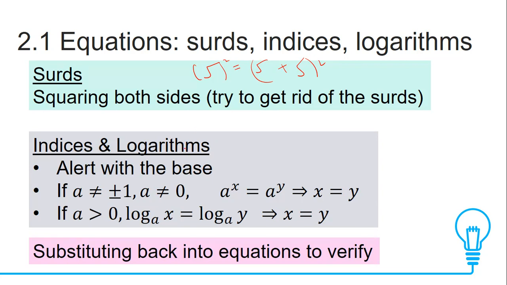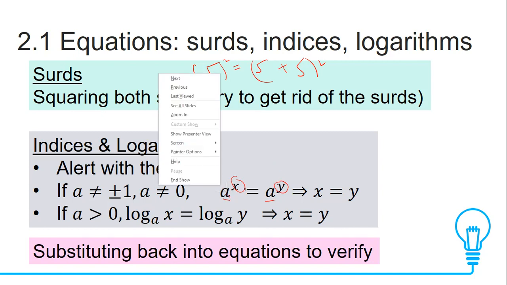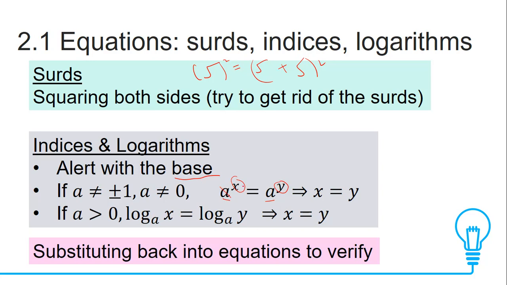Now for the second part, indices and logarithms. The most important thing is to be alert with the base. They must have a similar base. If not, try to change the base. For indices, when their bases are the same, their powers will be the same. Please don't have the habit of writing it in this way, it's wrong. We just say the bases are the same, so our powers are the same.